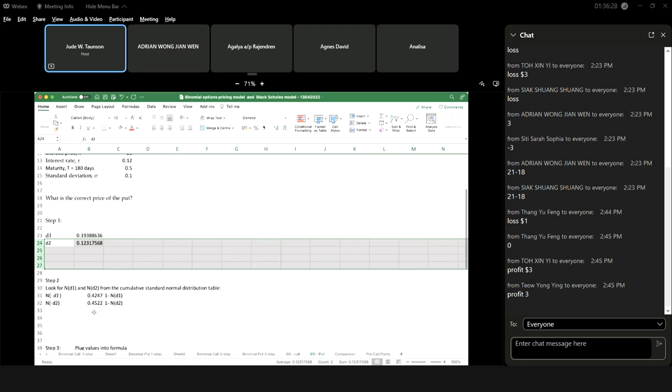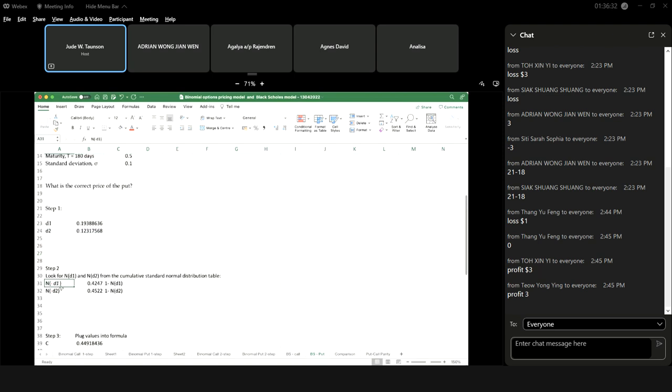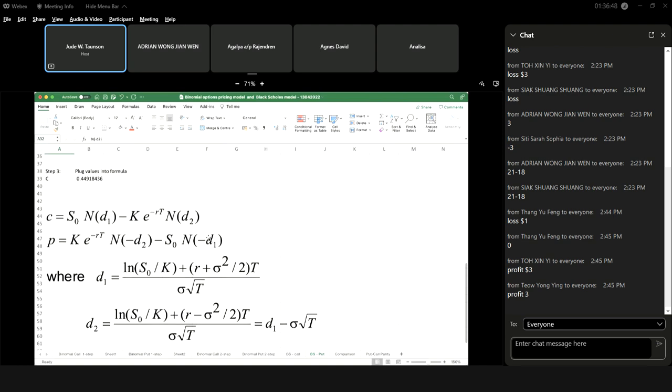The only difference will be D1, D2. We use negative, right? We use negative. Look at the formula, negative D2, negative D1 for put option. Negative D1, negative D2 for put option.